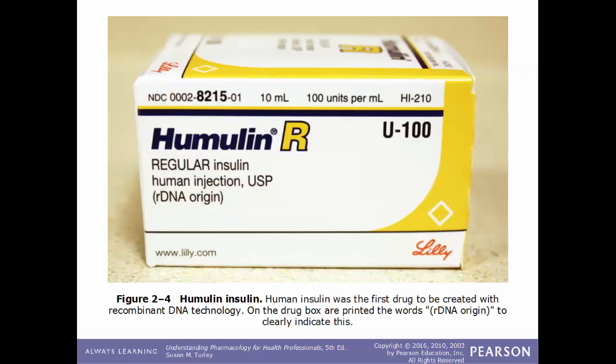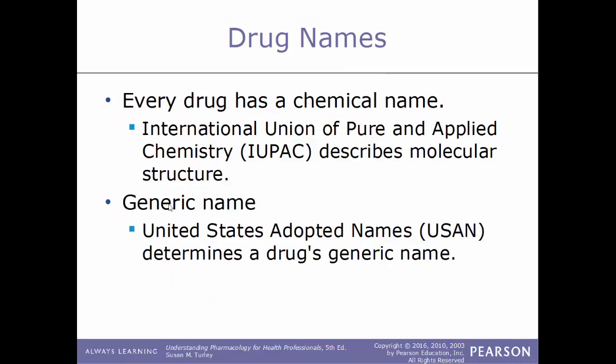Alright, in this image we have an example of Humulin, which is the first drug to be created with recombinant DNA technology. This is a human form of insulin. And if we look on the box, you'll see rDNA origin, recombinant DNA origin. Now we'll move into drug names.